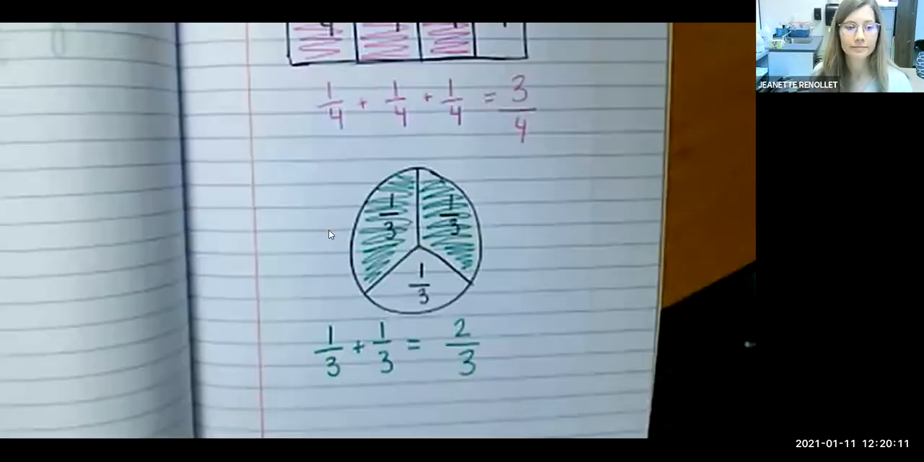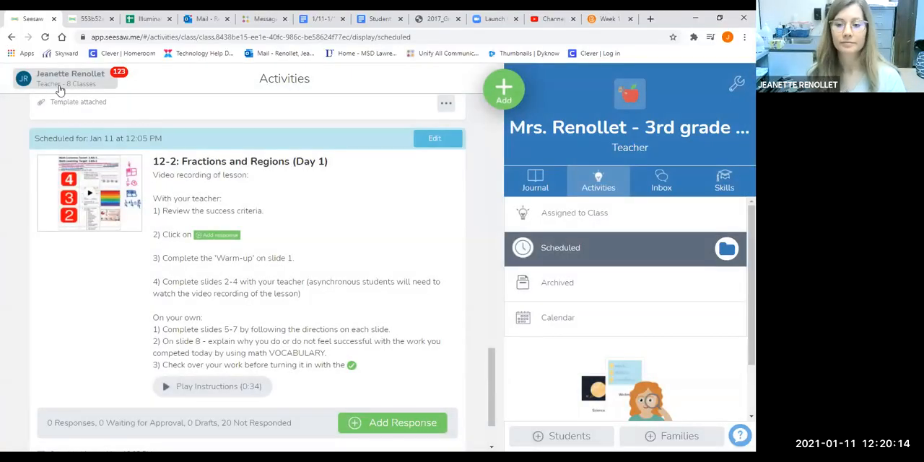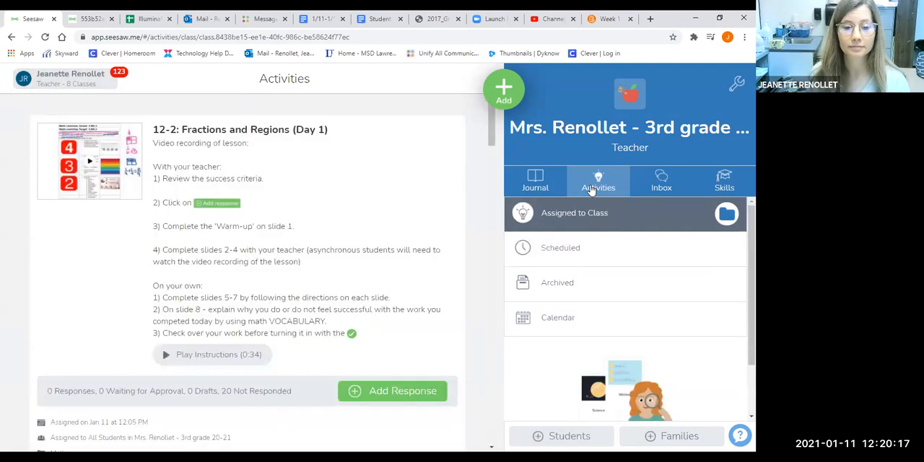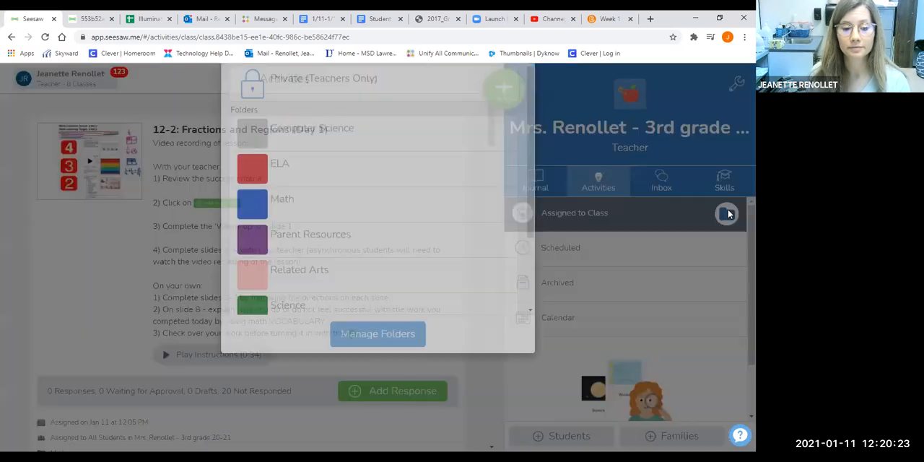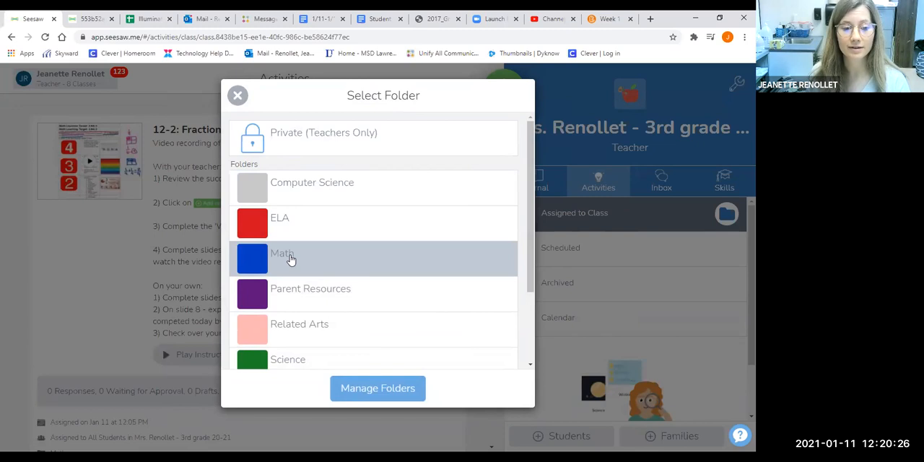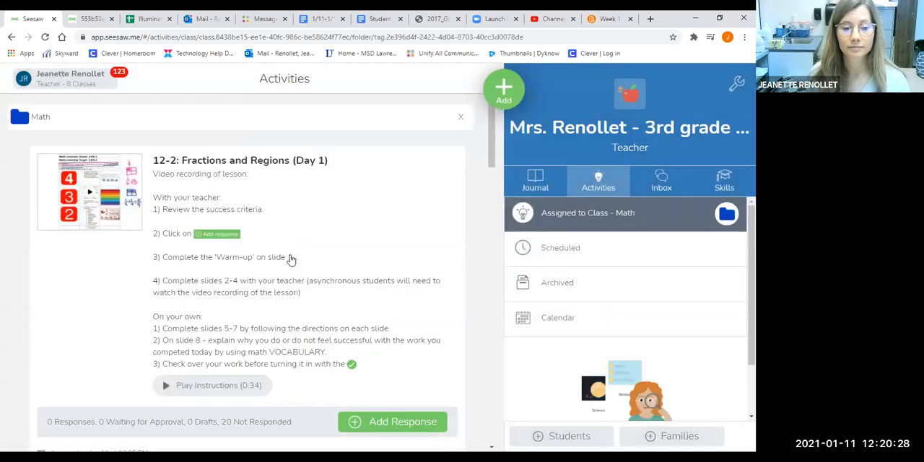Okay, 3rd grade, now we are going to switch to our Seesaw task together. Please join me on Seesaw. You will click on Activities, Assign to Class folder, Blue, Math. And today our task is called Lesson 12-2, Fractions and Regions. Lesson 12-2. Go ahead and open this task with me, please.